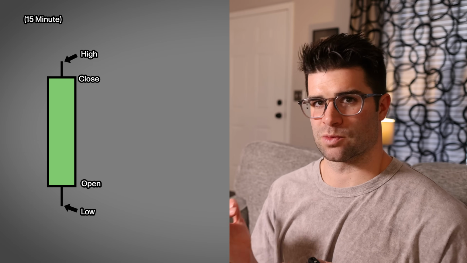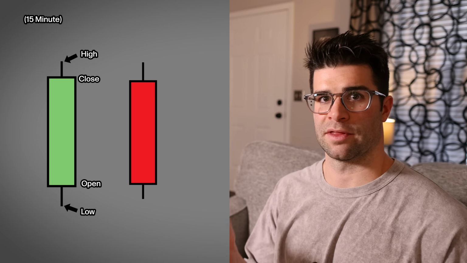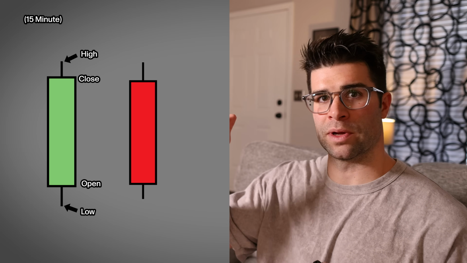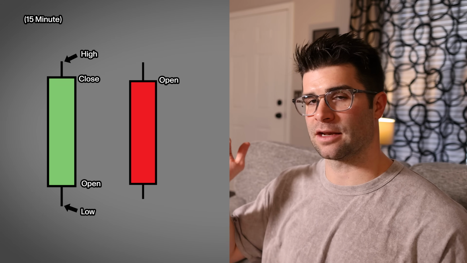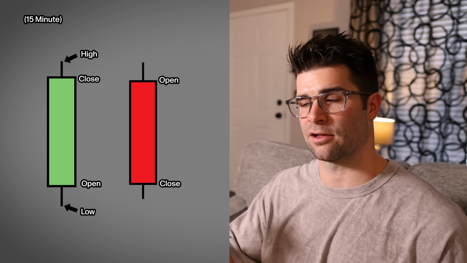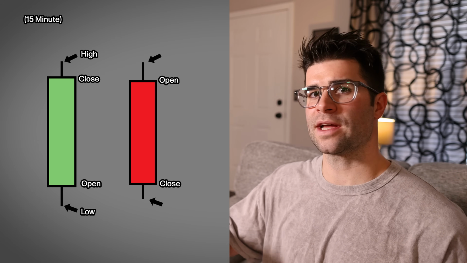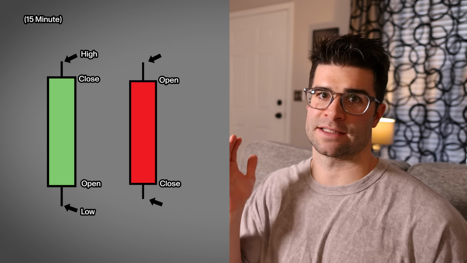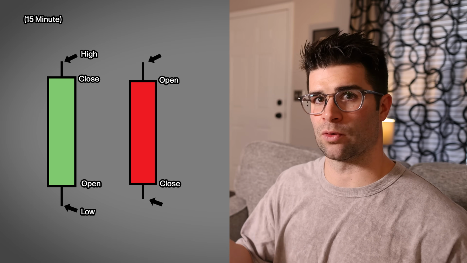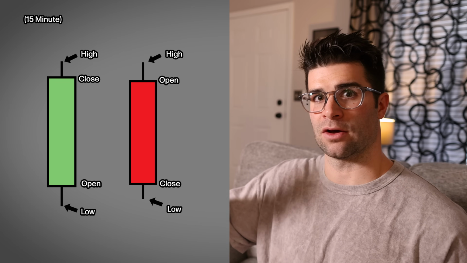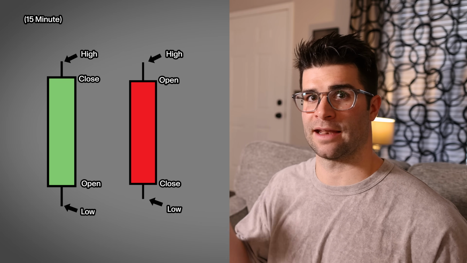Now, if a candle is red, what that means is it closed lower than it opened. So the price opened at the top of the rectangle and then closed at the bottom of the rectangle in that given time frame. The wicks on the red candle are the same thing as on the green candle. It's just where it reached out beyond the opening and closing price during that time frame.